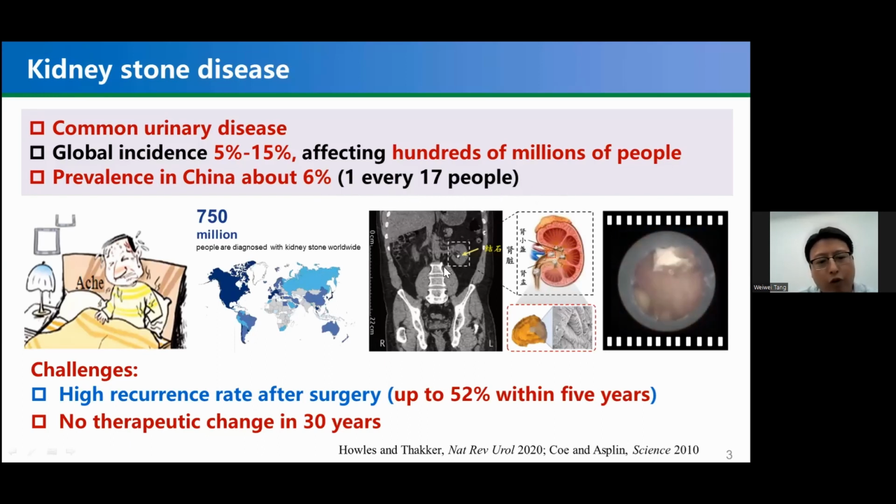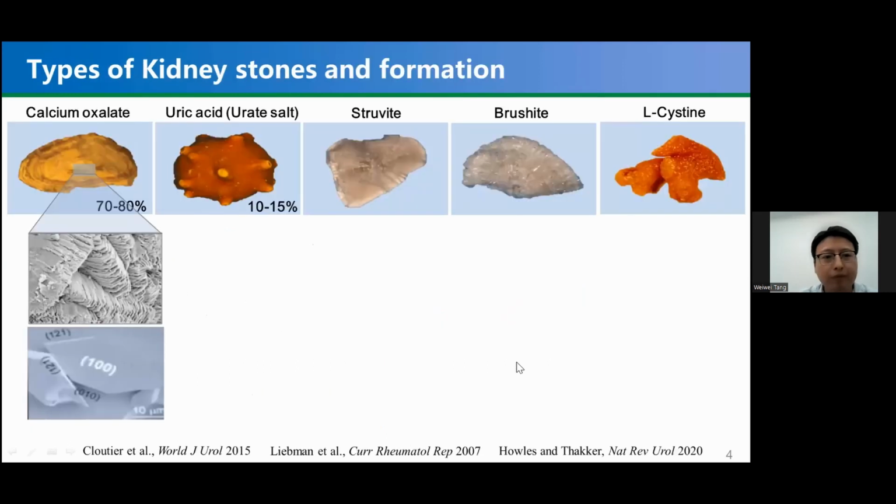The great challenge for the treatment of kidney stone is the high recurrence rate after surgery, up to 52% within 5 years, and no therapeutic change in 30 years. Kidney stones are crystalline aggregates. According to their components, kidney stones are classified into calcium oxalate stone, which occupies around 70 to 80%, and urea stone, about 10 to 15%, as well as struvite, brushite, and L-cysteine stone.